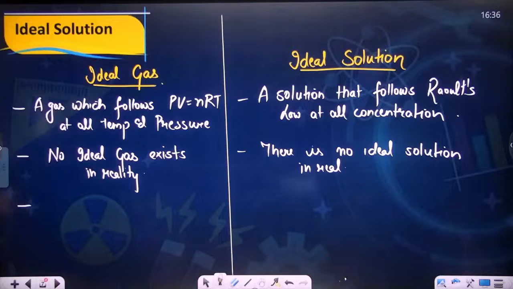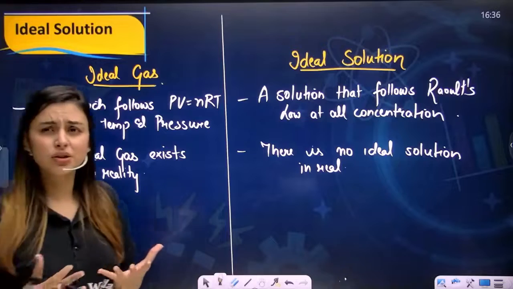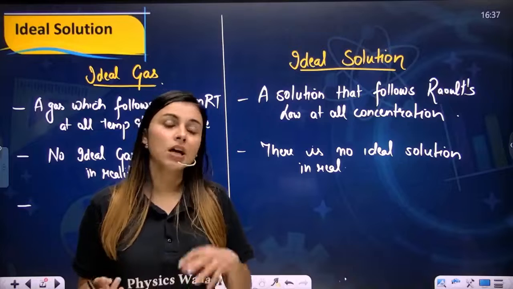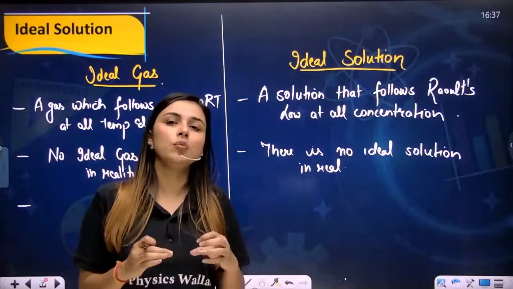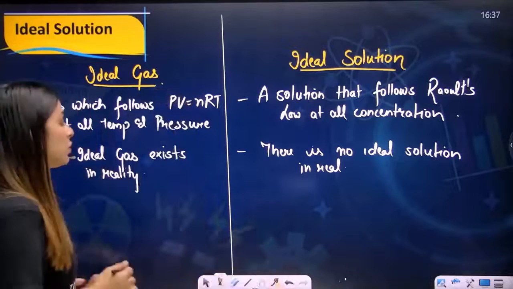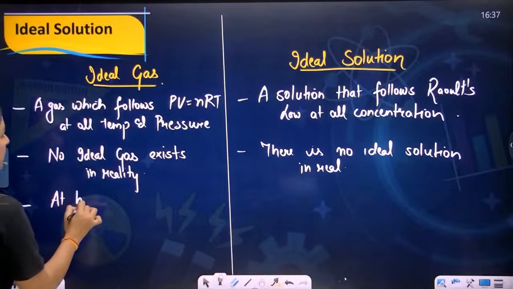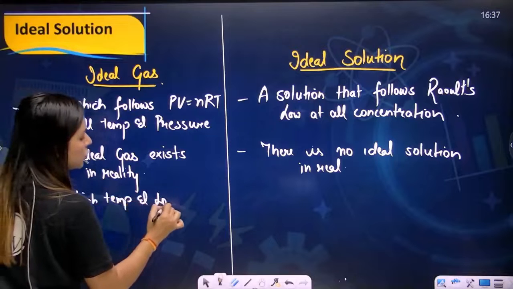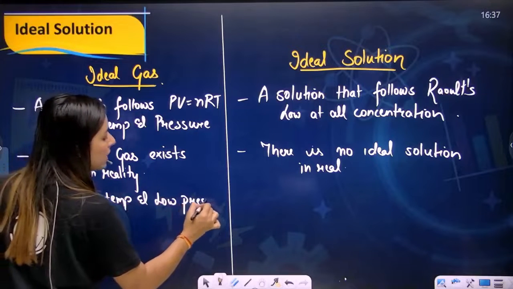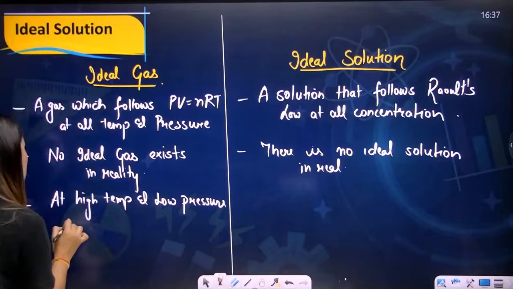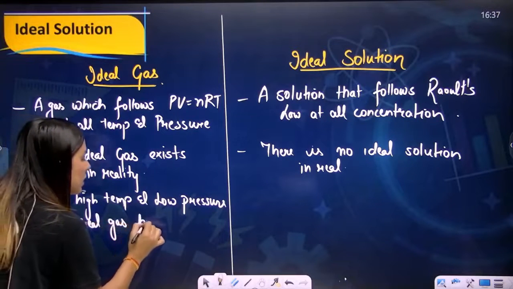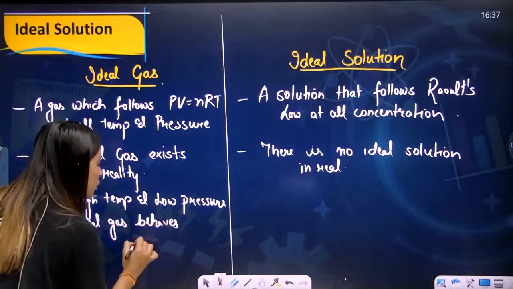Okay. Now, how can we, my dear students, make a gas behave ideally? There are some conditions with which you can make a real gas behave ideally. If you take a very low pressure and very high temperature. So we used to say that at high temperature and low pressure, a real gas behaves ideally. Okay.